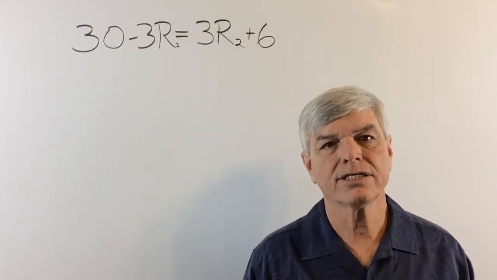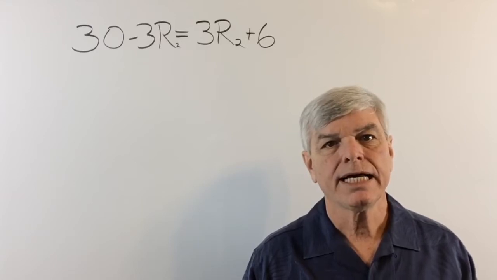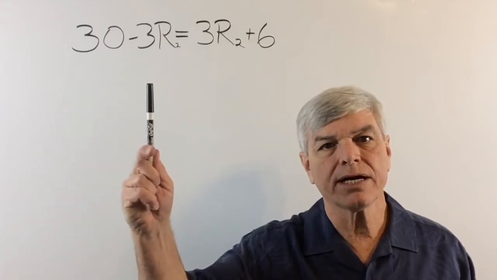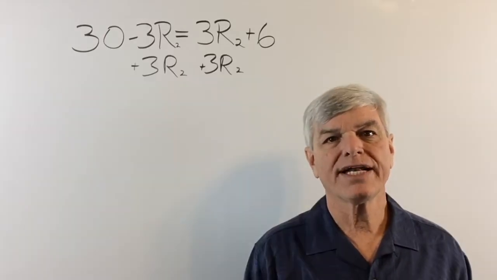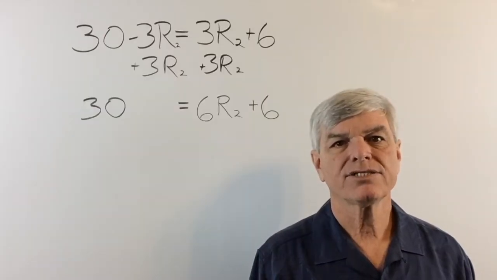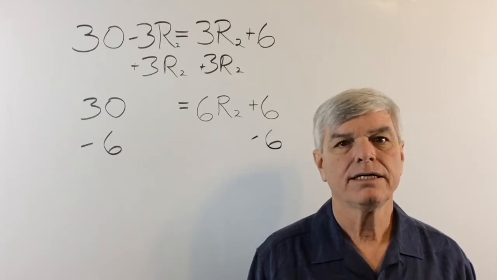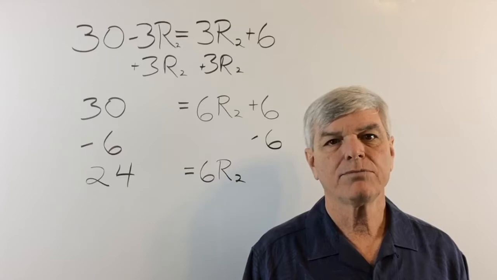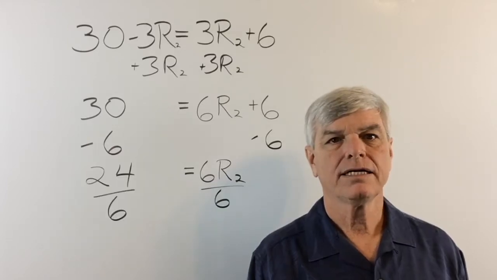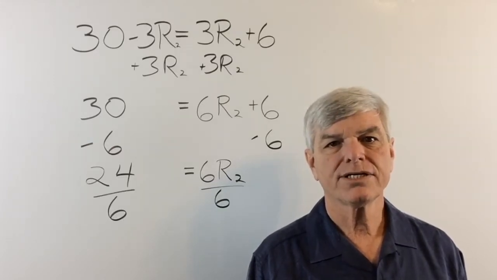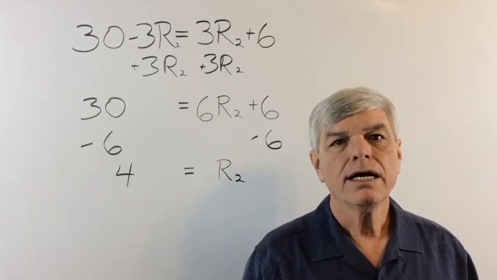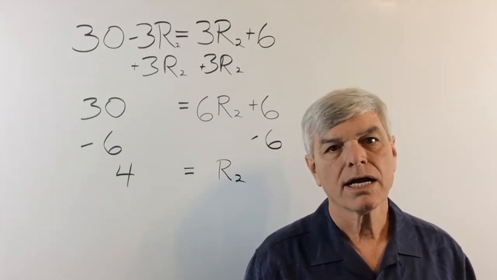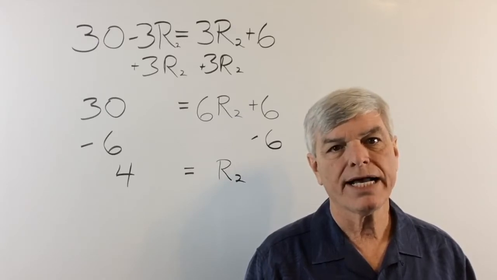And there are no like terms, so let's bring the negative 3R2 over here. Bring all that down. Let's move the units over. Bring all that down. Divide both sides by 6, which isolates R2. And 24 divided by 6 is 4. So we know the rate of Fred.